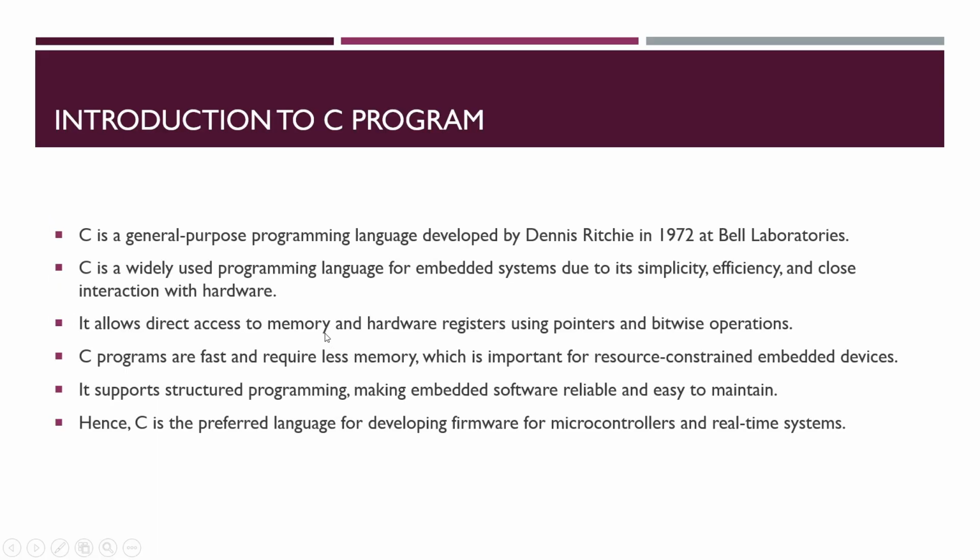So let us understand what is C programming. So here, introduction to C program. C is a general purpose programming language developed by Dennis Ritchie in 1972 at Bell Laboratories. C is a widely used programming language for embedded systems due to simplicity, efficiency, and close interaction with hardware. It allows direct access to memory and hardware registers using pointers and bitwise operations.